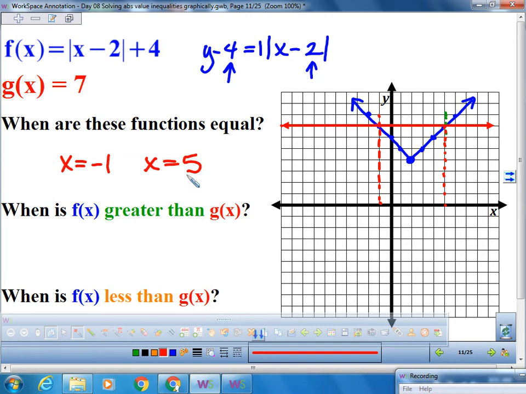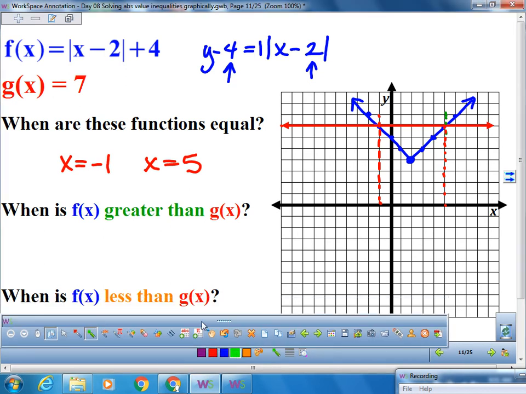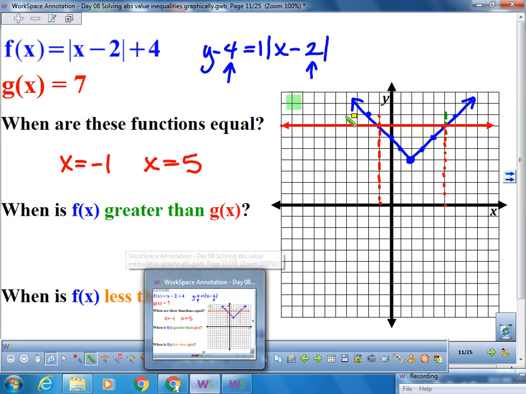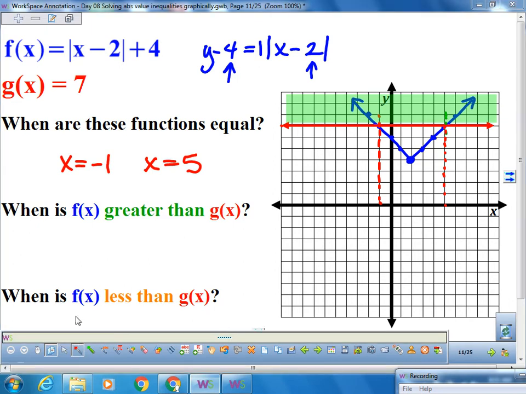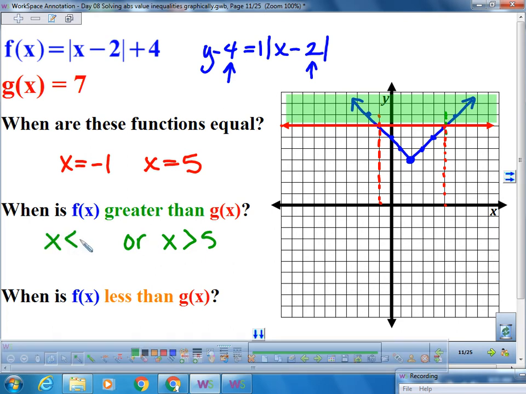When is f of x greater than g of x? It's greater than all the values above the line. So all of these values, everything where the graph is going this way, going up. So that would be when x is greater than 5, or when x is less than -1.